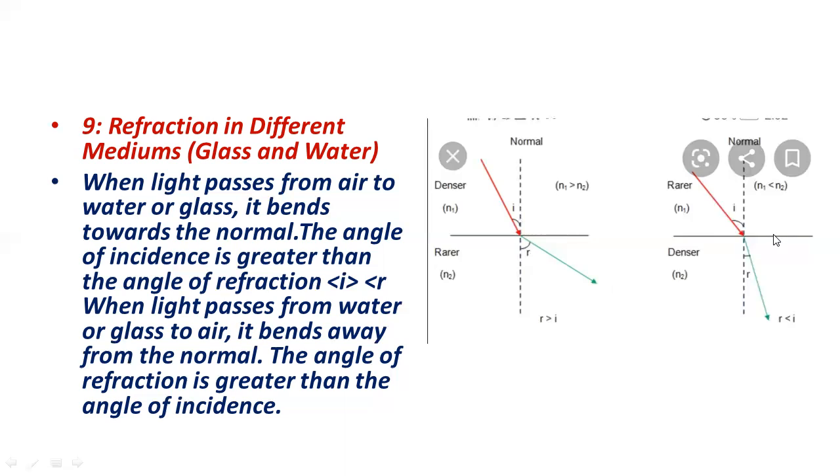The second case is when light enters from a rare into a denser medium, from air into water or glass. When the light enters from a rare into a denser medium, the ray bends towards the normal. It is going closer to the normal. That's why the angle of refraction is smaller than the angle of incidence. So the medium actually affects the bending of light, or the process of refraction, whether the light is entering from denser to rare medium, or from rare to denser medium.